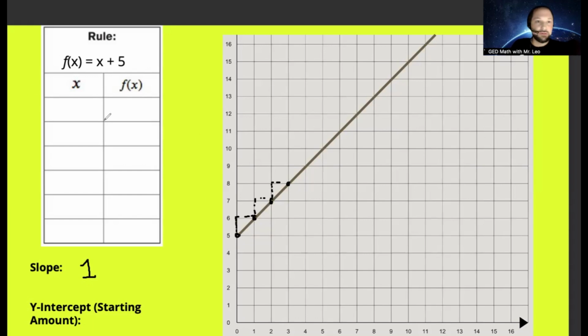And now here, let's plug some numbers in. If x is 0, well, I would add 5, and I would get an output of 5. That's 0, 5. That's this first point right here. Well, what if x was 1? Well, 1 plus 5 is 6. That's this next point. What if x, the input, was 2? Well, add 5, your output is 7. 2, 7. That's here. So, as these consecutive inputs go up by 1, the outputs also go up by 1. Therefore, the slope is 1.